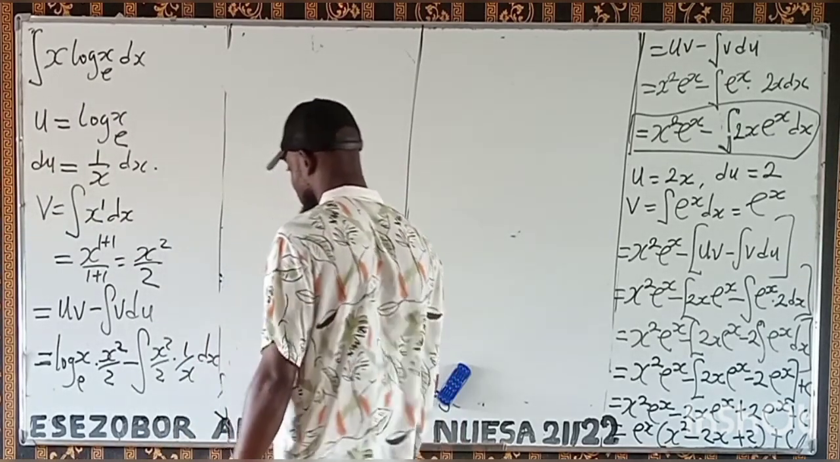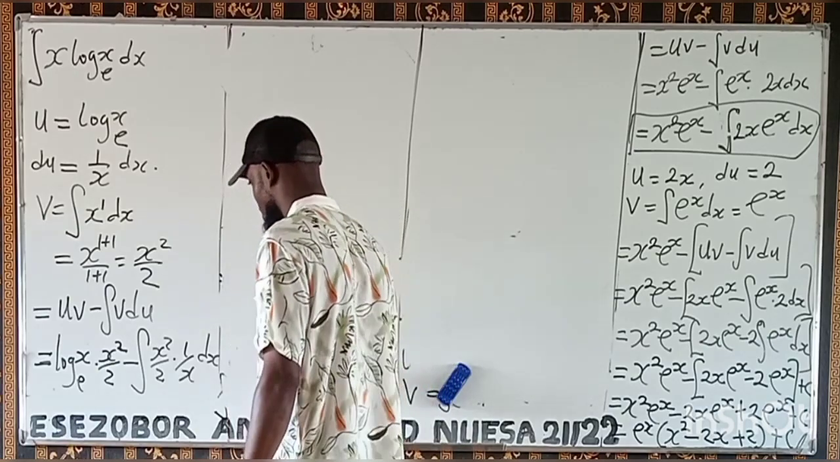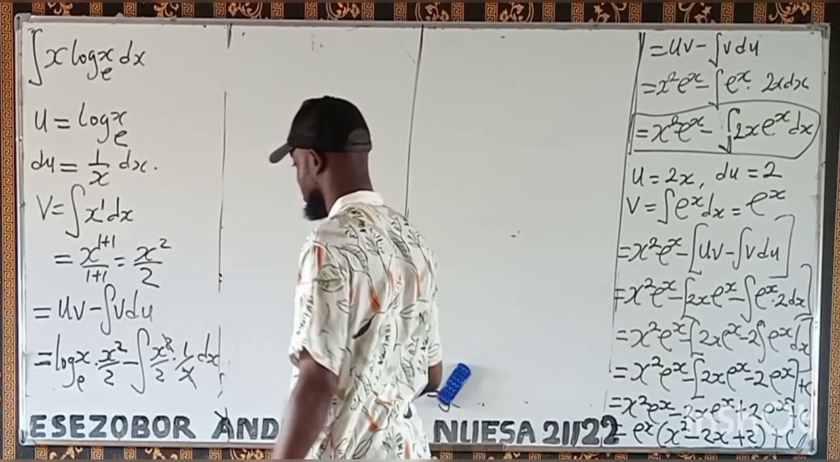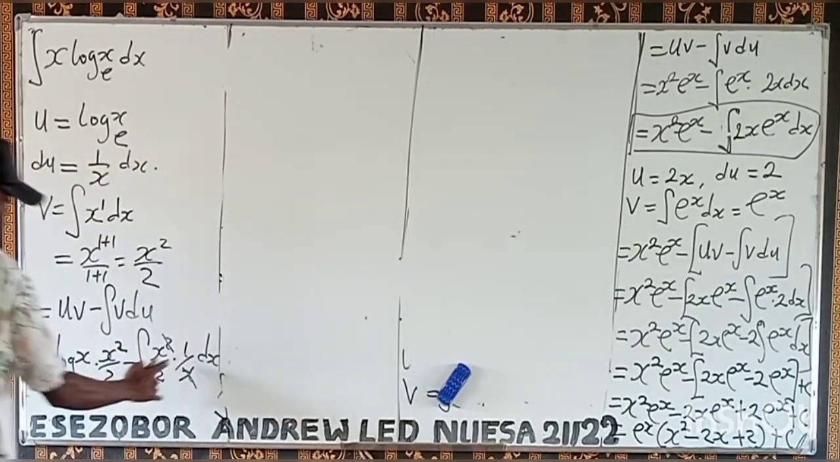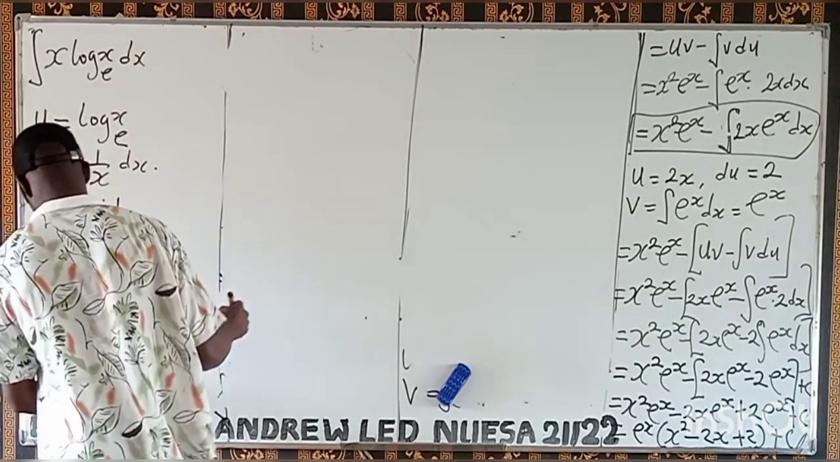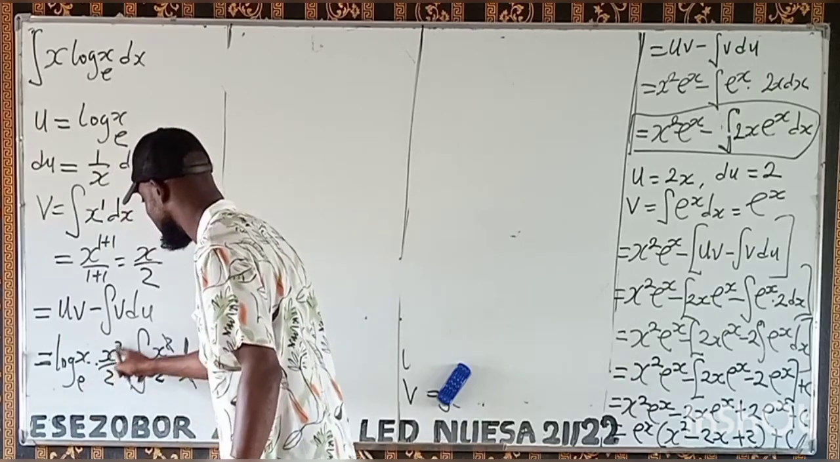So the next thing we'll be having here is that x cancels one of these x's, so 1 over 2 will go outside. Got it? 1 over 2 will go out. So we'll be having log x to base e times x squared over 2.